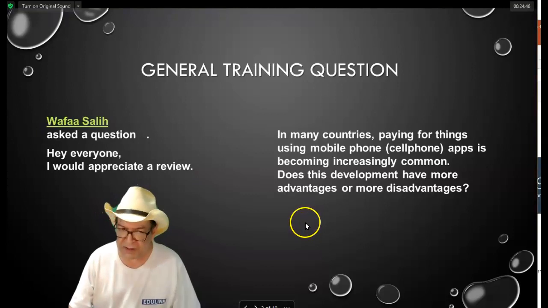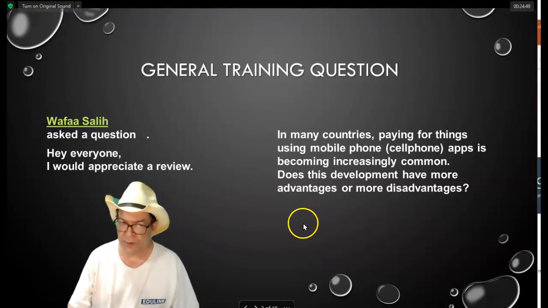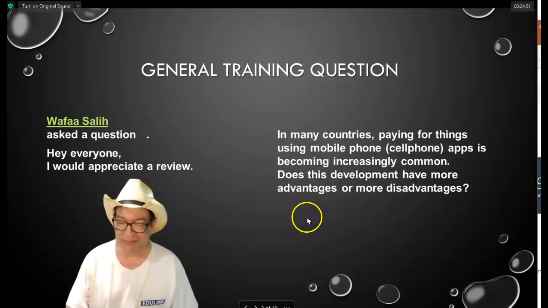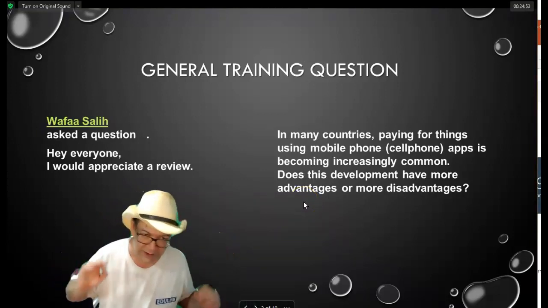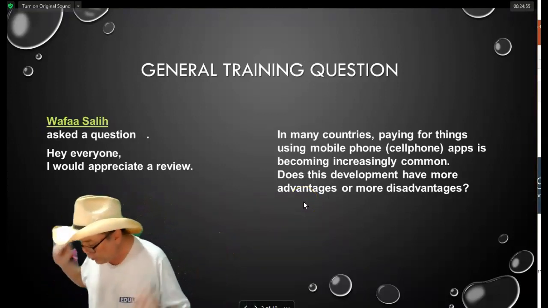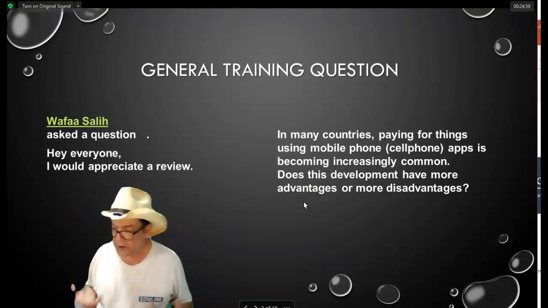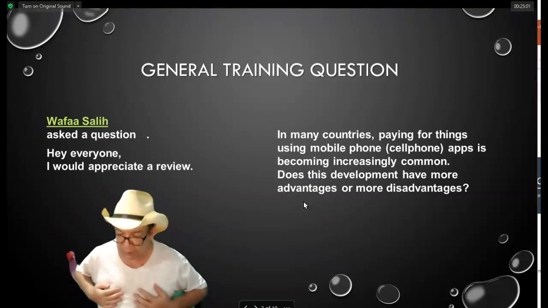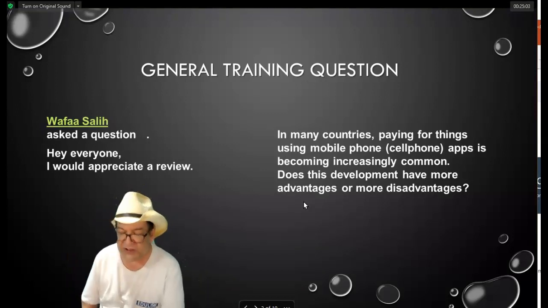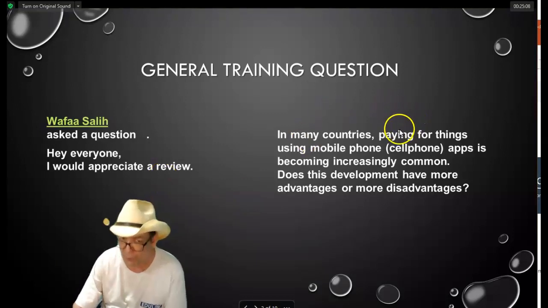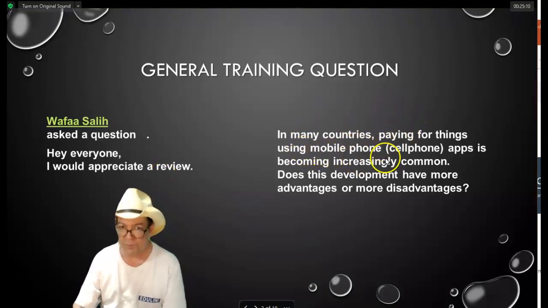Now, what you really need to do is analyze every question, even general training questions, which are simpler. But anyway, who are we talking about? Where, when, what are we talking about? What is the item, the thing that we're being asked to consider the advantages and disadvantages of? Paying for things using mobile phones.